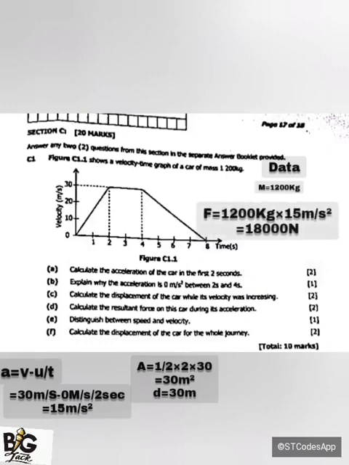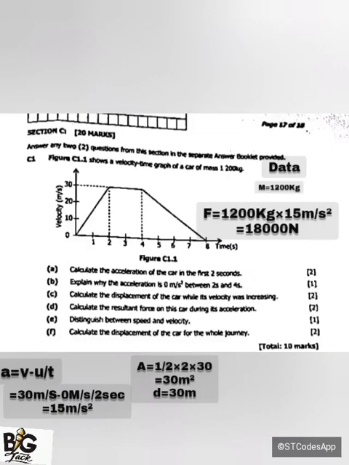Now here they are saying we need to calculate the resultant force. So force is measured in newtons, and newtons is usually denoted by capital letter N. So I'm going to say resultant force is equal to 18,000 newtons. Then question E is saying distinguish between speed and velocity.